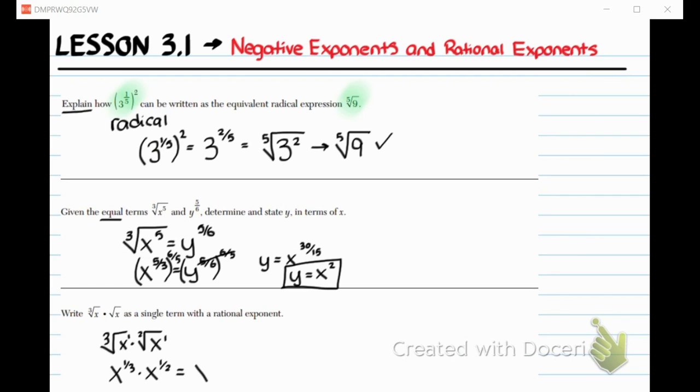And when I multiply two terms, I add the exponents. When you add the exponents, 1 over 3 plus 1 over 2, you would have to get a common denominator by multiplying by 2 and 3 to get a common denominator of 6. So that would turn into 2 over 6 plus 3 over 6, which is 5 over 6. So that's your exponent, x to the 5 over 6. And it says write it with a rational exponent, so that's exactly how we're going to keep it.